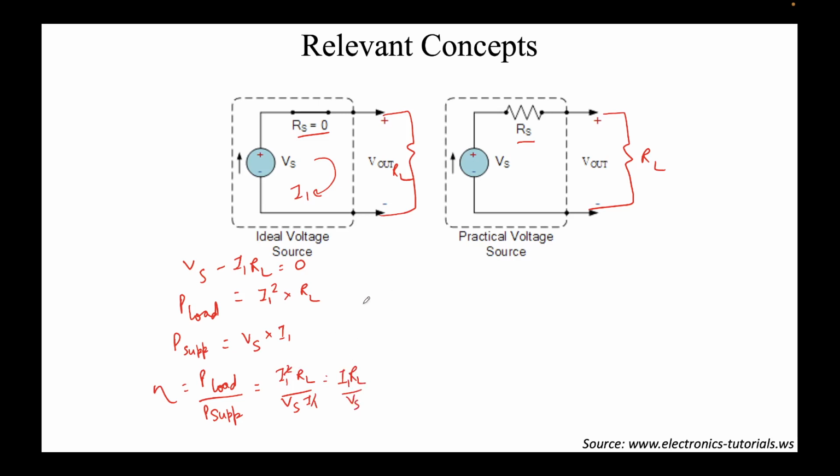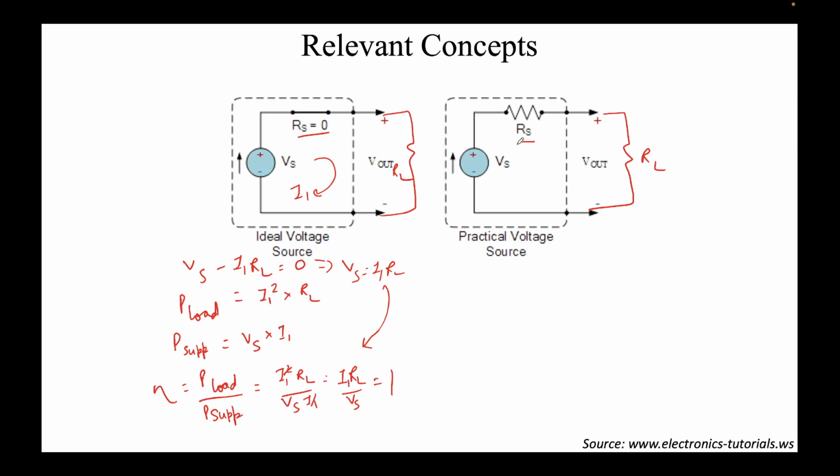Now, note that in this expression we have Vs equal to I1 RL. We'll substitute this here and we'll get power transfer efficiency of unity. This is the best you can get. This means that all the power that you are supplying, whatever power is being supplied by voltage source Vs, is being delivered to the load RL. Now note that this is an ideal voltage source. In real circuits, we will not encounter this situation.